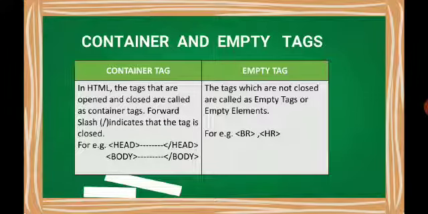Before that, let me explain to you there are two types of tags: container tag and empty tag. Those tags which are opened as well as closed are called container tags. We can recognize a closing tag by the front slash that indicates that the tag is closed. Whereas we will be using some tags which are open but are not closed. Such tags are called empty tags. We will study in detail about this later. But at this level you should know that there are two types of tags, empty tag and container tag.